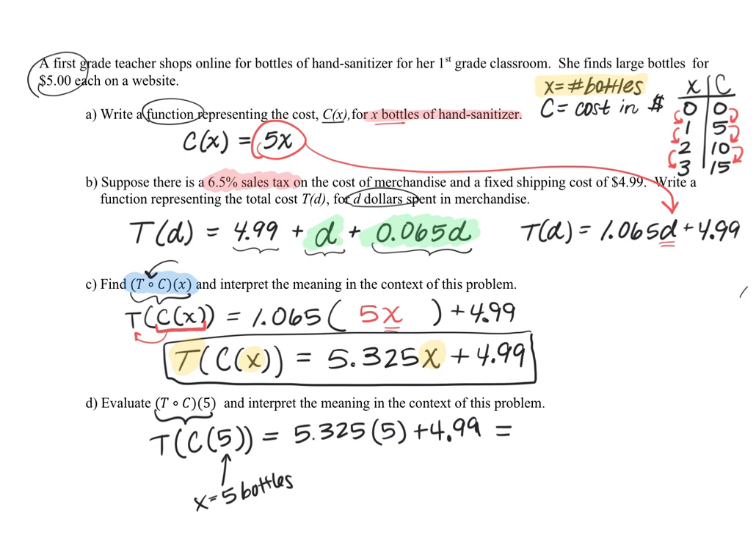This total cost function is a more direct function. It allows me to go straight from the number of bottles of hand sanitizer to my total cost. And that looks to be 31.615.